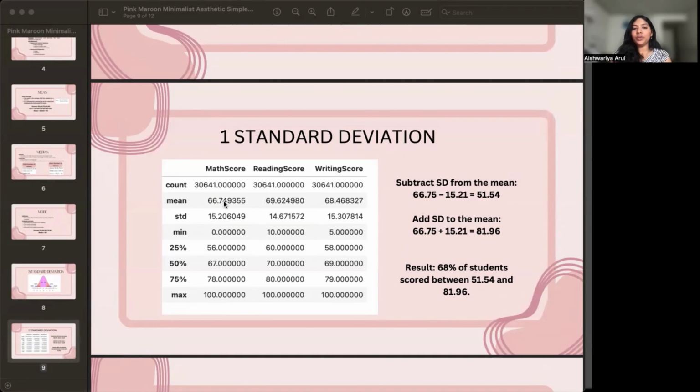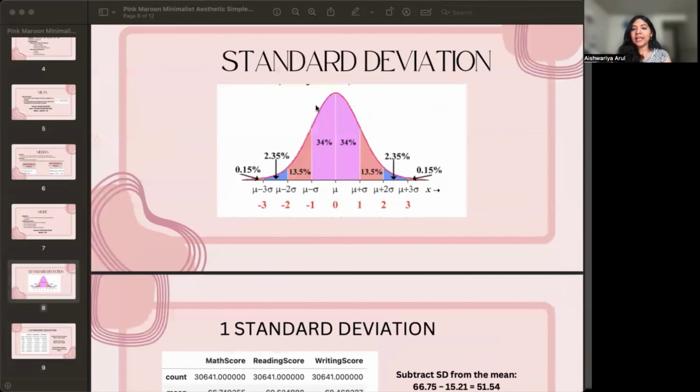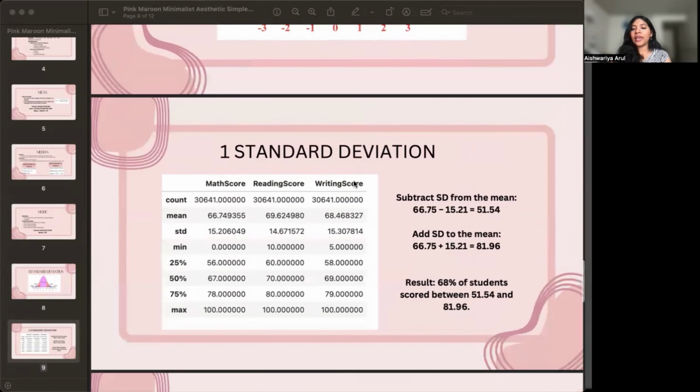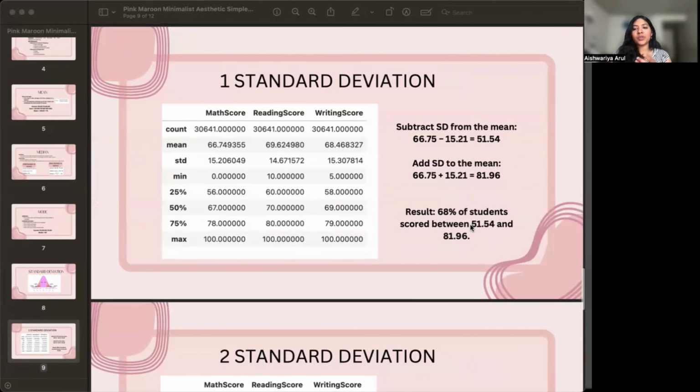For example, here I have got 66 as the mean value and the standard deviation as 15.2. If you subtract it, you will get 51.5. If you add the standard deviation to the mean, you will get 81.96. So that is one standard deviation, that is the 68 percent, these 34 and 34 areas. So 68 percent of the students have scored between 51.5 and 81.96. This is where standard deviation is extremely helpful. It helps us find out where the people are lying.